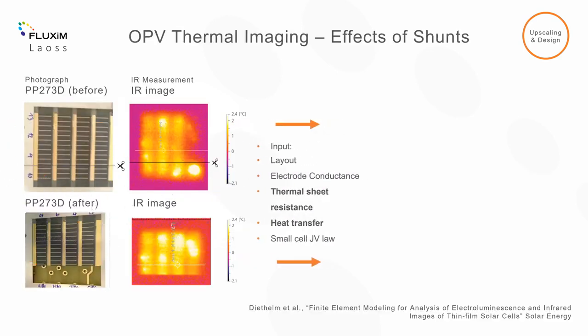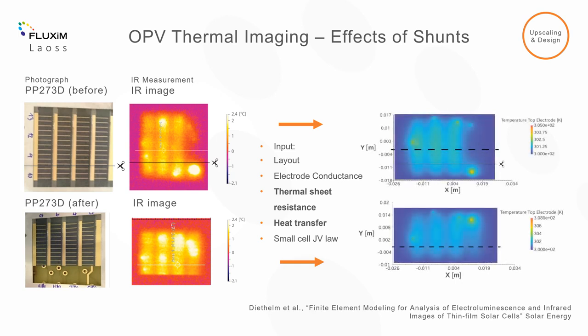The electrical module of LAUS can be coupled to the thermal module. This will provide you with insights into how temperature affects the characteristics of your solar cell. For example, LAUS can give you a better understanding of the IR images of your solar panel, which are used to detect resistive shunts.